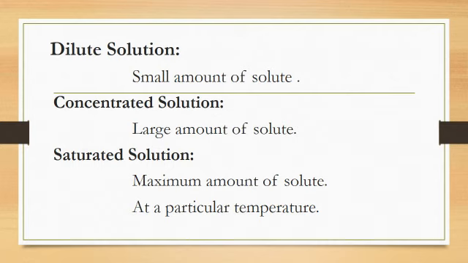Dilute solution. Dilute solutions are those solutions in which a small amount of solute is dissolved in a given amount of solvent. Concentrated solutions are those solutions in which a large amount of solute is dissolved in a given amount of solvent. And saturated solutions are those solutions in which the maximum amount of solute is dissolved in a given amount of solvent at a particular temperature.